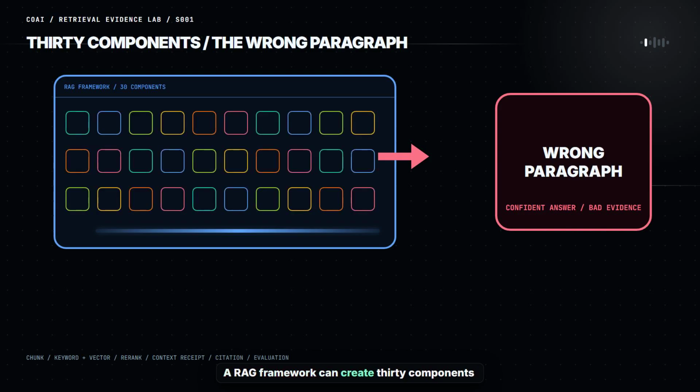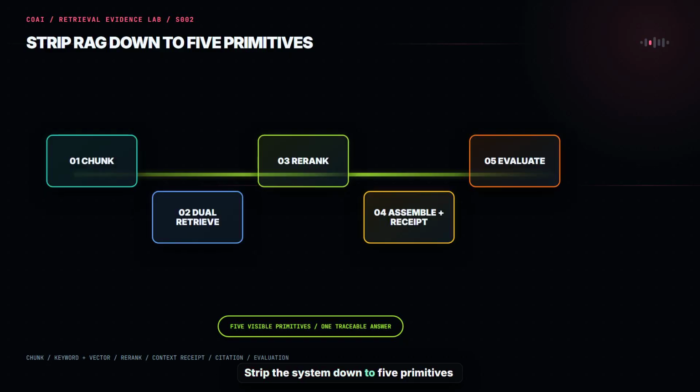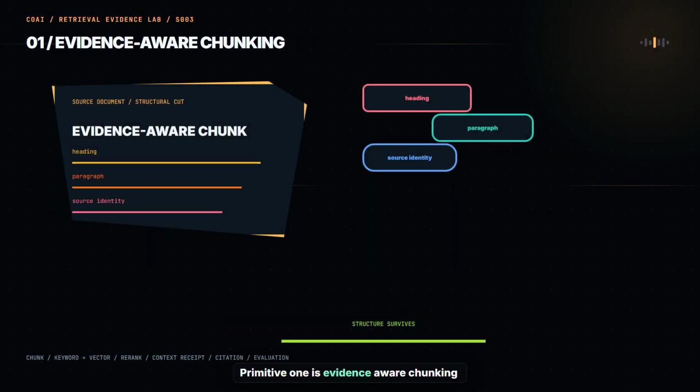A RAG framework can create 30 components and still retrieve the wrong paragraph. Strip the system down to 5 primitives. Primitive 1 is evidence-aware chunking.